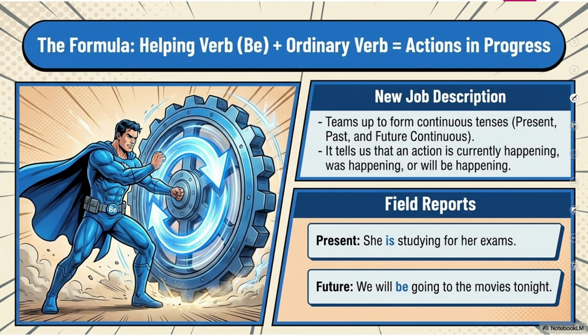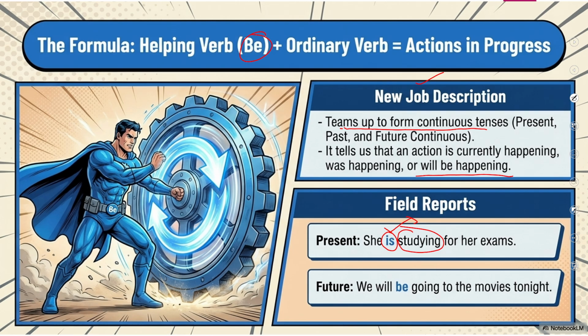Here again we have be. Now this time it will be used as a helping verb. Now it has a new job description: team up to form continuous tenses, present, past and future continuous. It tells us that an action is currently happening, was happening or will be happening. Here in the example you can see: she is studying for her exam. The main verb in this sentence is studying, and is is used as an auxiliary verb. It is helping to tell us that this action is happening in the present.